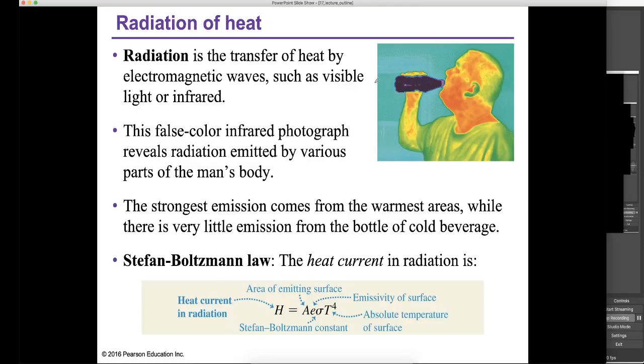The last type of transferring heat is radiation. Here is a radiation map, a false color infrared photograph that reveals the radiation emitted by various parts of the human with a bottle of cold beverage. The red color means high temperature, and the purple or blue color means low temperature.